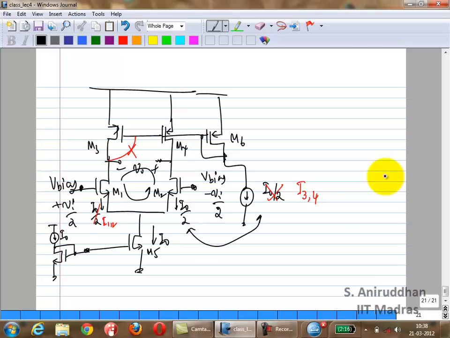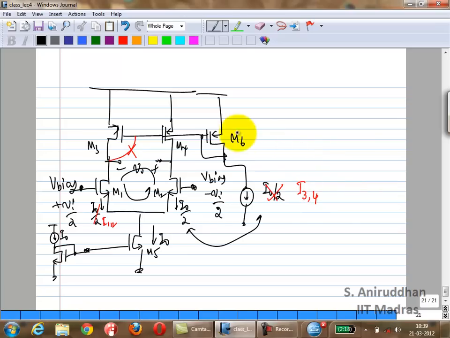Correct? So if the mismatch was even appreciable, not just a small amount, but a more reasonable amount, the only way the current can change so much through 3 and 4 is for them to go into triode. In other words, the output common mode will rise so much that it will send M3, M4 into triode, but KCL will still be valid here, right? So that the two currents will become equal. Correct? What will happen if I12 is larger than I34? Exactly opposite. Common mode will start to come down. Okay?